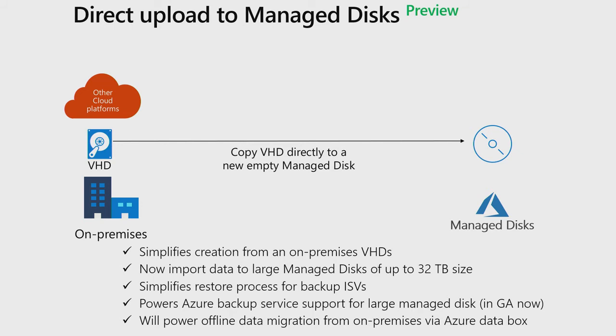Now, this capability can also be used for restore scenarios. Let's say you are a backup ISV, providing a backup solution on top of managed disk, and you are storing your backups in your own proprietary format. Now, you want to restore managed disk from this backup, so you can use direct upload and directly restore your data to managed disk. And in fact, our Azure Backup service is using the same capability to provide support for large managed disks of up to 32 terabyte size. And very soon, our Azure Data Box service is going to use the same capability to provide offline migration of VHD files of more than 8 terabytes to managed disks of up to 32 terabyte size.